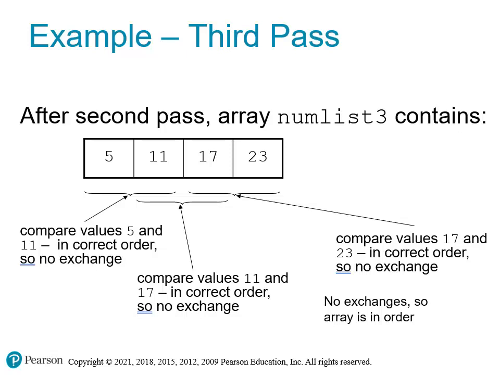After this third pass, we observe that we made no changes. This is a clear indicator that the array is fully sorted. Therefore, we can conclude that the sorting process is complete, and the array is now in ascending order: 5, 11, 17, and 23. This example shows how bubble sort iteratively works its way through the array, making the necessary swaps until no more are needed, confirming that the array is sorted.